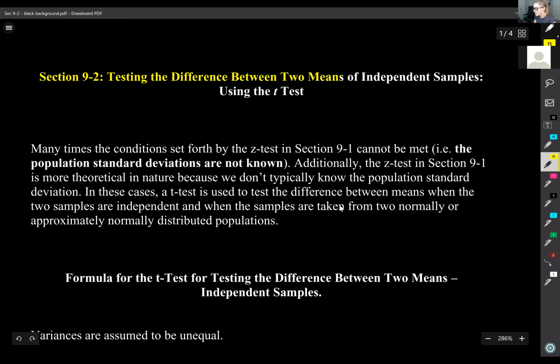So now instead of just testing whether the mean is equal to something, we're going to be testing two means, to see if maybe there's a difference between them. Many times the conditions set forth by the z-test cannot be met. It's more theoretical. We typically don't know the population standard deviation, and in these cases, the t-test is used. It's used to test the difference between means when the two samples are independent and when the samples are taken from two normally or approximately normally distributed populations.